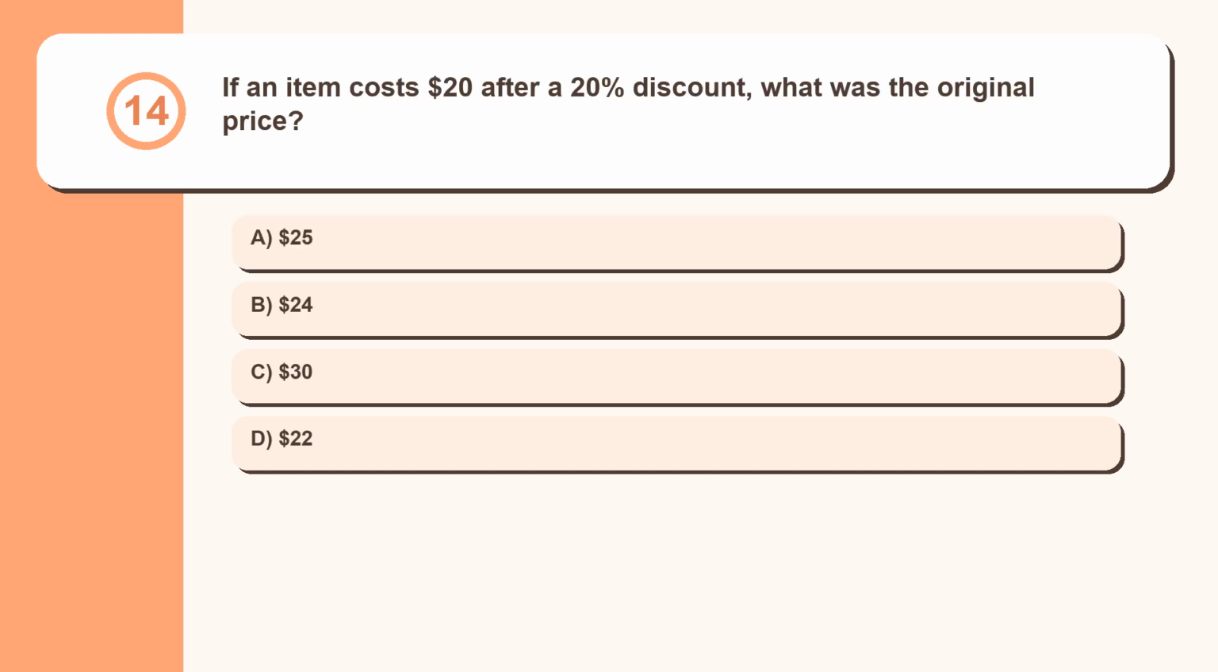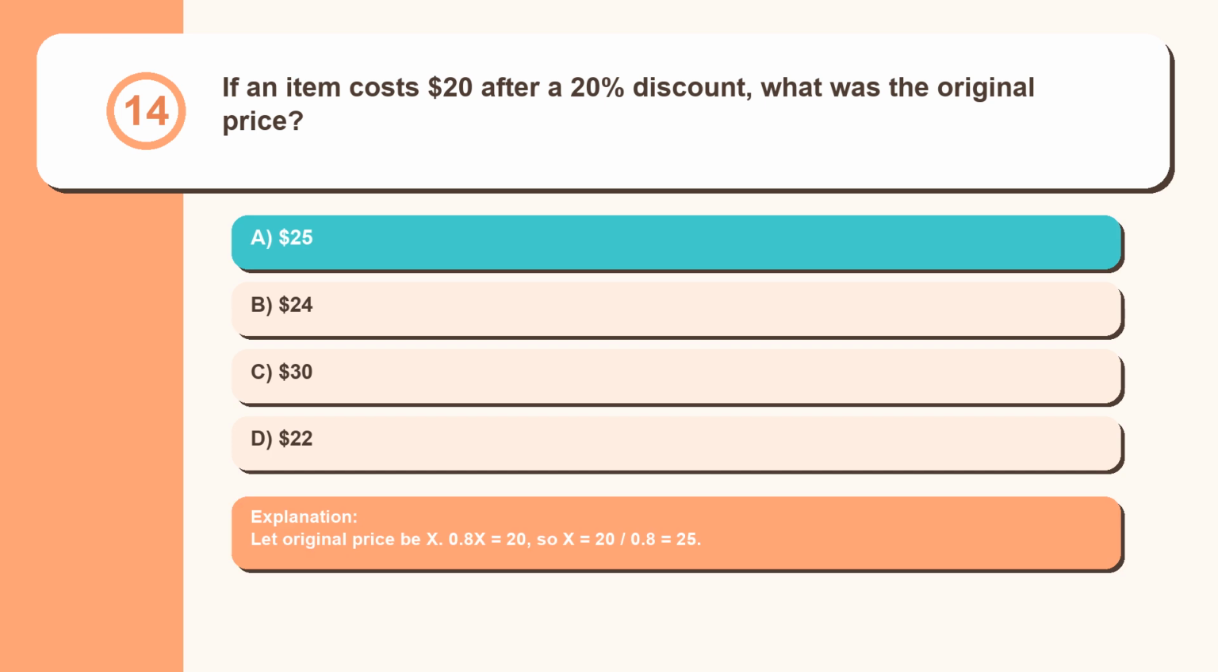Question 14. If an item costs $20 after a 20% discount, what was the original price? $25, $24, $30, $22. Let the original price be x. 0.8x equals 20, so x equals 20/0.8 equals 25.